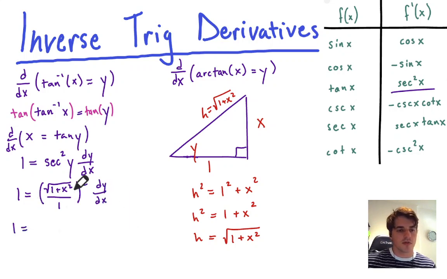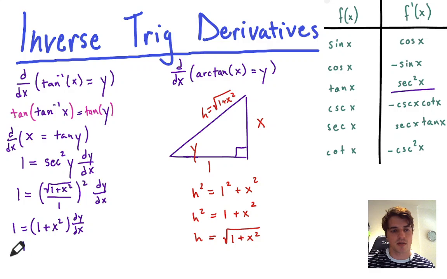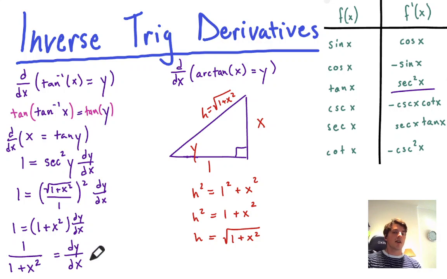And we'll leave 1 there. We'll square this. And once again, we're dividing by 1, so we can kind of just get rid of that. So the square of the square root of 1 plus x squared is just 1 plus x squared, times dy dx. And to get dy dx by itself, we'll just divide by 1 plus x squared. So 1 over 1 plus x squared is equal to dy dx. So there's our inverse tangent derivative, and we're halfway there.